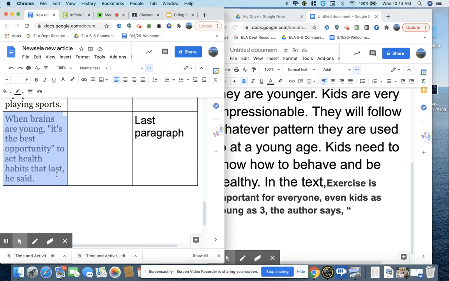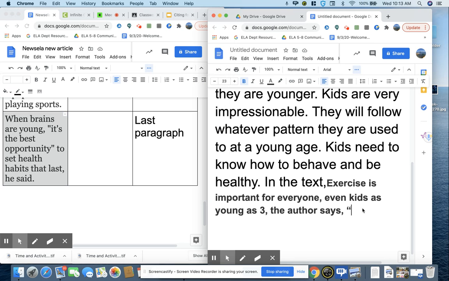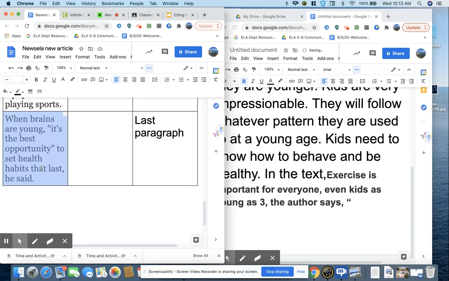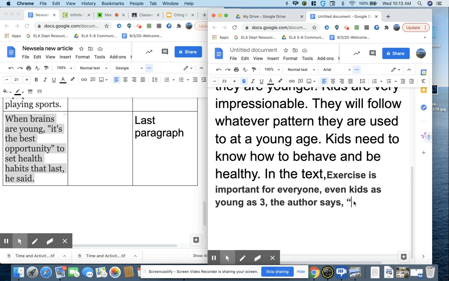Copying and pasting it. Again, these are the quotes I'm using. Why is it doing that? That's not what I wanted. Stop. Hold on. Again, this is the exact words from the text.